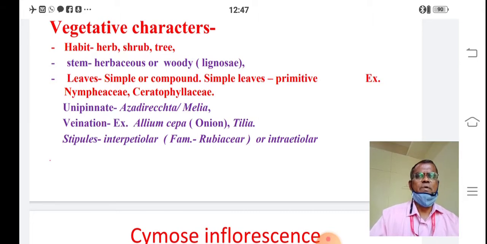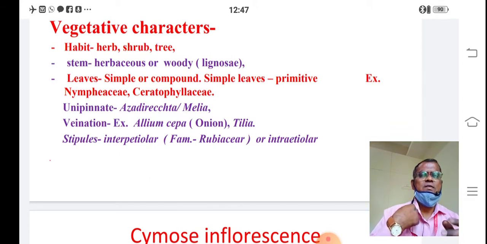So the family Nymphaeaceae or Ceratophyllaceae. Both these plant families are aquatic. In Nymphaeaceae, a good example is the lotus or Nymphaea. Then Ceratophyllaceae, a submerged rooted hydrophyte, Ceratophyllum. In the leaves we know simple leaves have only petiole and lamina. But in compound leaves they are unipinnate, such as Azadirachta or Murraya, and bipinnate. So generally you see this character.